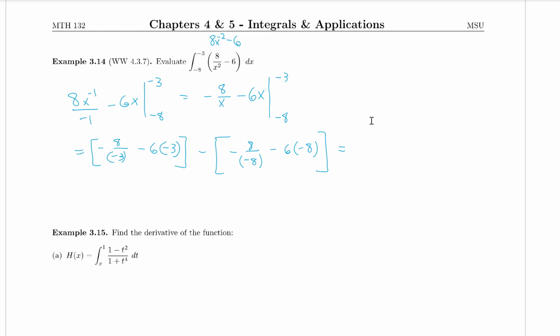And if we simplify these things a little bit, we get 8 thirds plus 18 minus 1 minus 48. And so we end up then with 8 thirds minus 31 as our integral for this problem. Alrighty, so that's pretty straightforward.